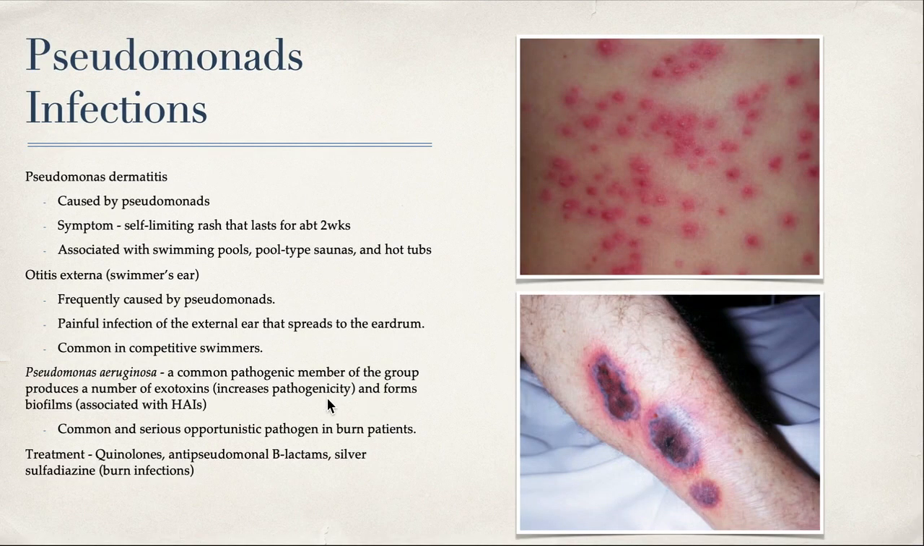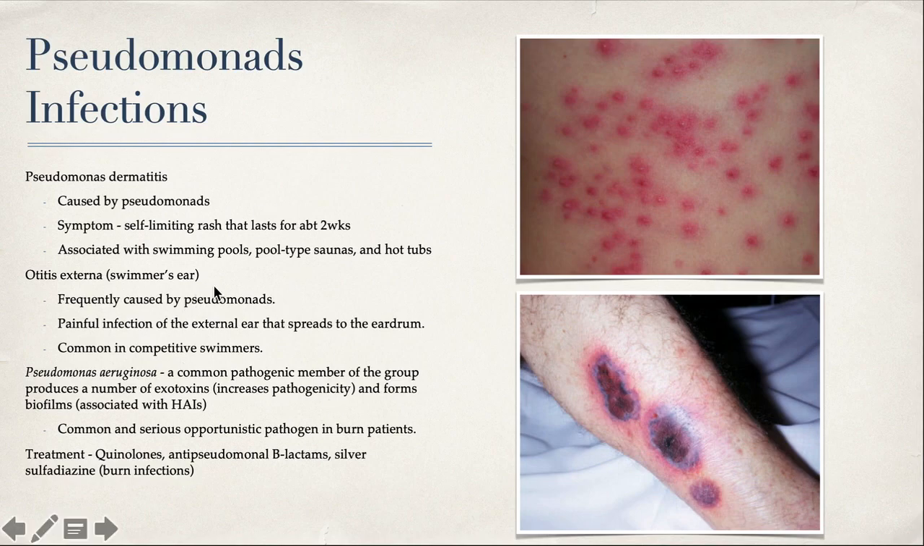Then you have Pseudomonas infections. So these are caused by Pseudomonas, for example Pseudomonas aeruginosa. The symptoms are self-limiting. So if you take Pseudomonas infections that result in Pseudomonas dermatitis, it is self-limiting. So it resolves itself in about 2 weeks. It just goes away. The rash goes away. It's associated with swimming pools and hot tubs that are shared.